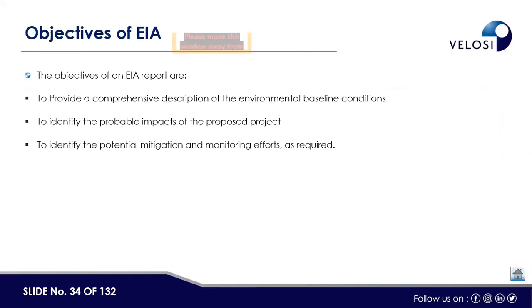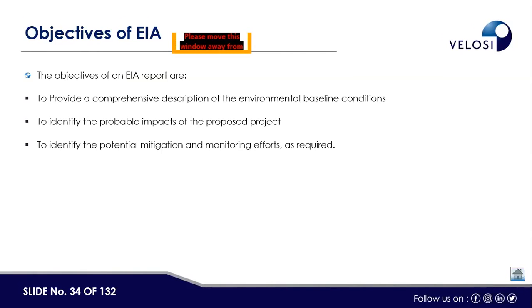So what are the objectives of carrying out environmental impact assessment? Basically, to provide a comprehensive description of the environmental baseline conditions. The first objective is that we have to assess the current baseline conditions: what is the quality of the air, what are the noise levels, what is the quality of the soil, what is the quality of the groundwater, what is the condition of the socio-economic and the other aspects as well. So we have to provide a comprehensive description of the environmental baseline condition.